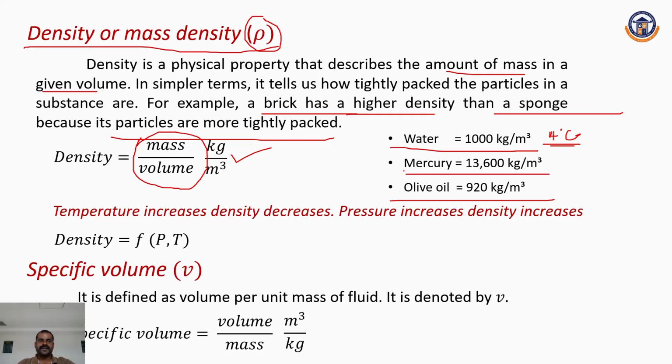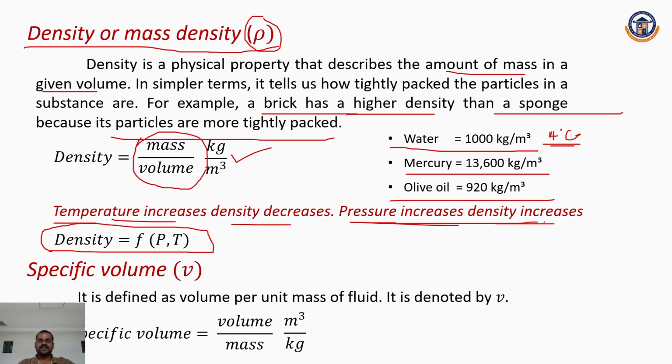Now we will study the interaction of density with respect to temperature and pressure. If you increase the temperature, density will decrease. If you increase the pressure, density will increase for any fluid. So the fluid property, that is density, is a function of pressure and temperature. For example, if you increase the temperature, the intermolecular distance between the fluid particles will increase, so the density will decrease.